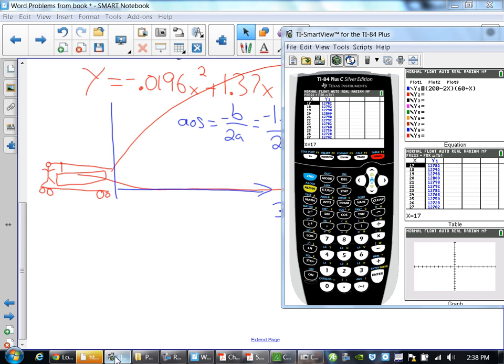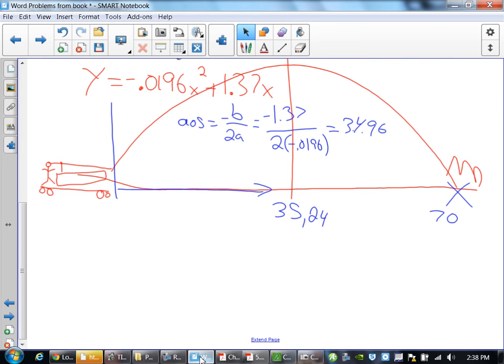Did you enter it in your calculator? Put the fraction in there. Alright, so that fraction. We substitute back in because that's your x coordinate. So how does that fraction equal 34.96? I put the opposite of b, negative 1.37, divided by 2 times negative 0.0196, and got 34.95.